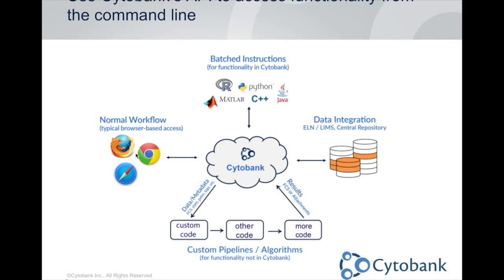So instead of going through Chrome or Firefox or Safari, you can essentially remote into Cytobank and either send batched instructions to Cytobank to spin up a SPADE or a VisMe run, to upload data or download data. Or instead of using Cytobank's tools automatically online, you can download data, run your own custom code on your local machine, re-upload the results from that code, or attach them to an existing experiment. And then Cytobank will also talk to existing LIMS systems or central repositories using this same technique.